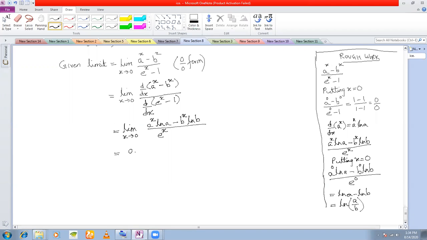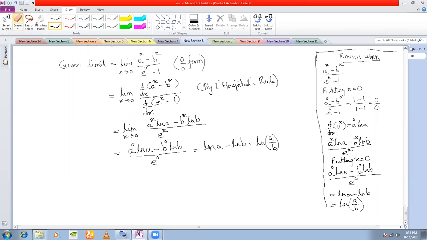Okay, so you put the value a to the power of 0 ln a minus b to the power of 0 ln b divided by e to the power of 0. You will give your reason also. This is by L'Hospital's rule. Okay. And you get ln a minus ln b, which is ln a by b. Okay, that's the answer. So let's do the next one.